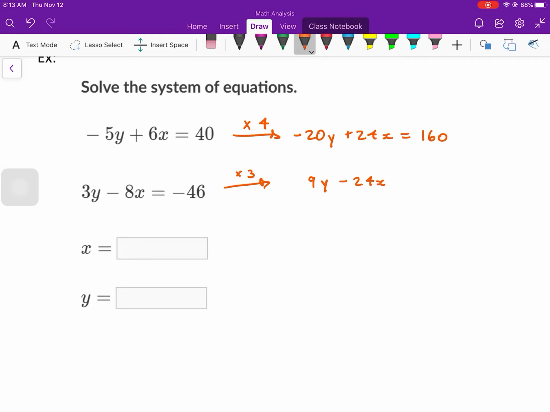Making a lot of mistakes. And then negative 46 times 3, 150 minus 12, 138. See if that works out. Add straight down. And I get a negative 11y, then 0, then 160 minus 38 is going to be 22. So that seems to work out. Let's move the negative 11y over. Divide by negative 11. Y equals negative 2.